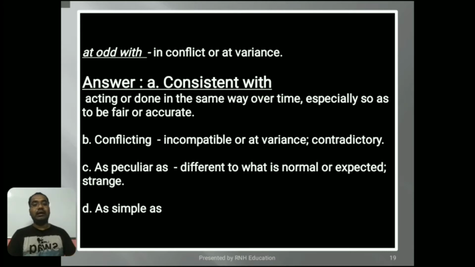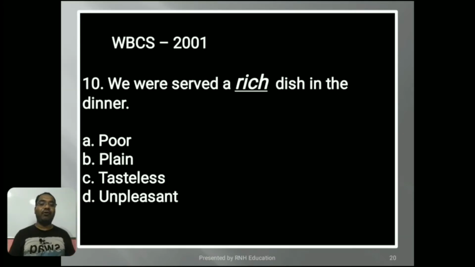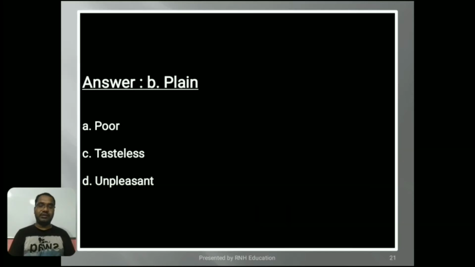Going to the next one. The next question, that is question number 10, and from here the questions have been taken from the year 2001. We were served a rich dish in the dinner, and options are A poor, B plain, C tasteless, and D unpleasant. Okay, the word is rich. So now going to the answer section, the answer should be plain. And the other three options, A was poor, C was tasteless, and D was unpleasant, are not appropriate here, so the appropriate one should be B, plain.